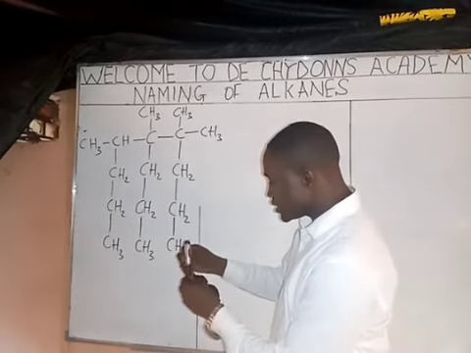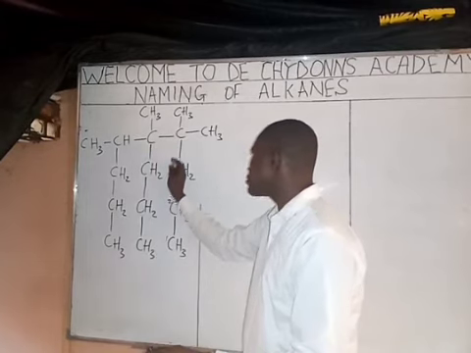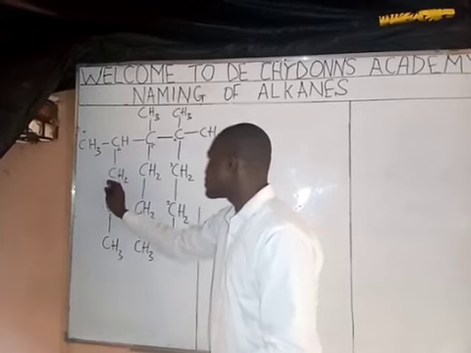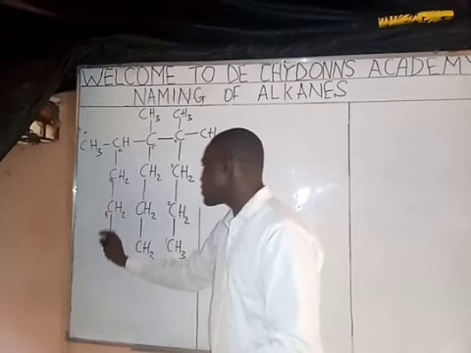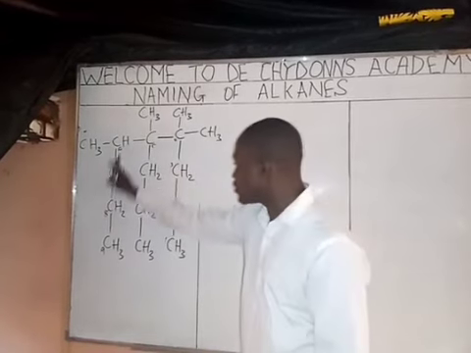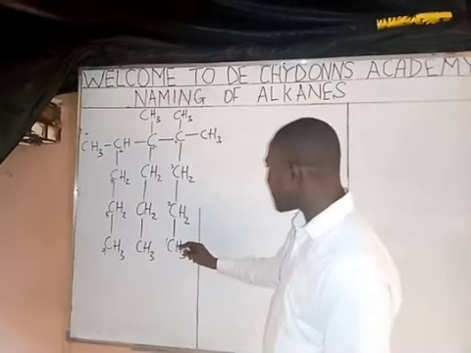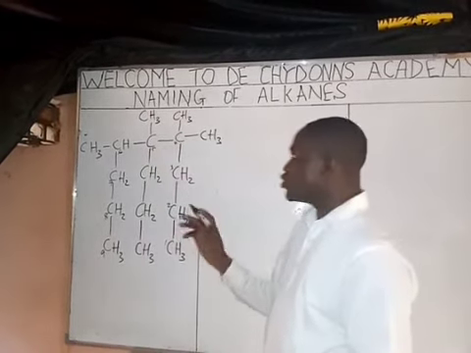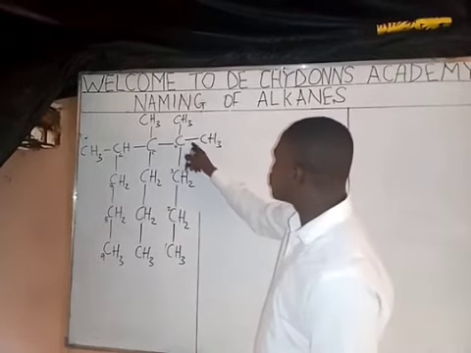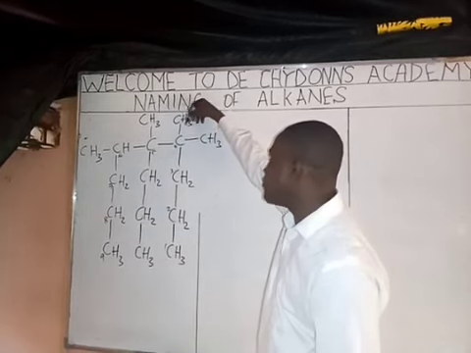We say this is numbered as first carbon, second, third, fourth, fifth, sixth, seventh, 8, 9. See how we numbered it. We numbered from this to this. But let's check the substituents. If you follow from this part to number it, you notice that the substituents will be on 4. We have 2 substituents on carbon 4. Look at carbon 4, and it has 2 substituents, 2 methyl groups.